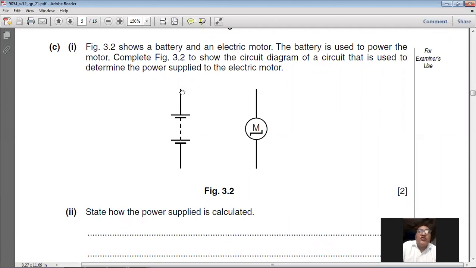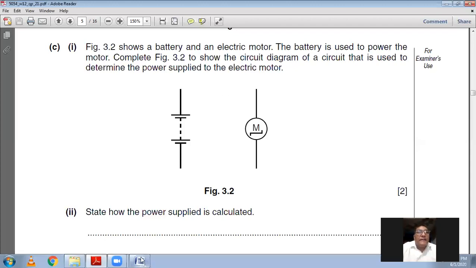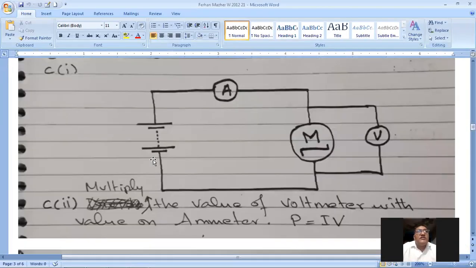So I need to know how much current is flowing in the motor, and I need to know how much voltage drop is across the motor. So I will connect an ammeter here in series with the motor, and I will join these two, and parallel to the motor, I will put a voltmeter. The voltmeter will give me the voltage drop across the motor, and the ammeter will tell me how much current is flowing through the motor. The ammeter should be connected in series, and the voltmeter should be connected parallel to the motor. So I have drawn this diagram. Let me show you my diagram here.